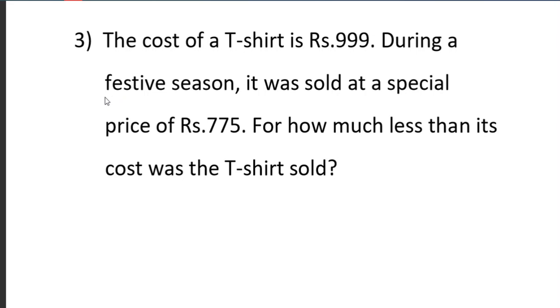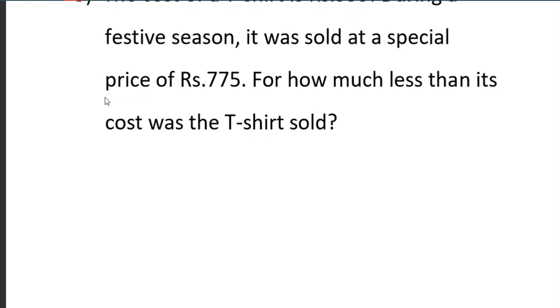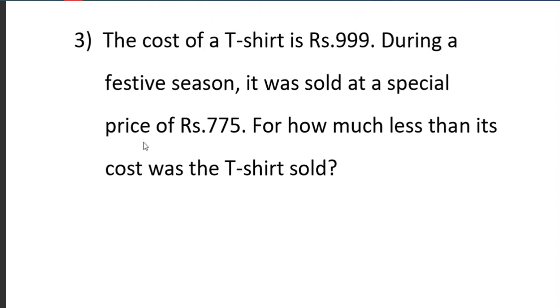Okay children, do you understand? First, what information is given in the sum? The cost of a t-shirt is 999 rupees. Because of a festival, for a special price, they reduced the cost from 999 to 775. So the cost is reducing. Find out how much less than its cost the t-shirt was sold.